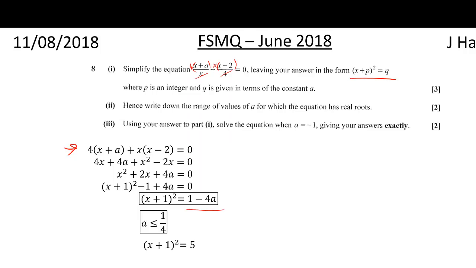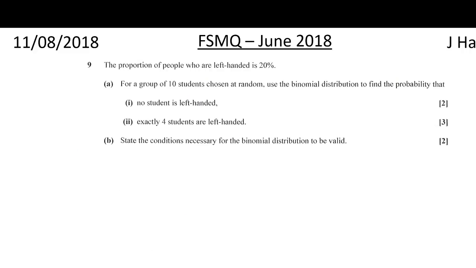What's the last part? Solve the equation when a equals -1. So we literally just let a equal -1. So we get (x + 1) squared equals 5. Remember that when you square root both sides, you get a plus and a negative answer. Therefore, x is equal to -1 plus or minus root 5. Again, nice and easy.